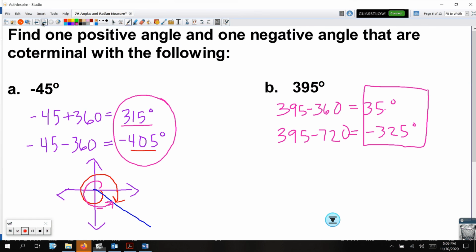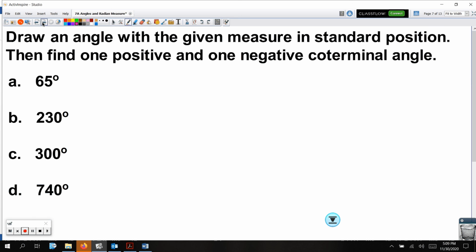All right, so now let's look at even more examples. Okay, I have 4 more examples here. So first we need to draw an angle with a given measure in standard position, then find one positive and one negative coterminal angle. So I'm just going to take A, put it right here.